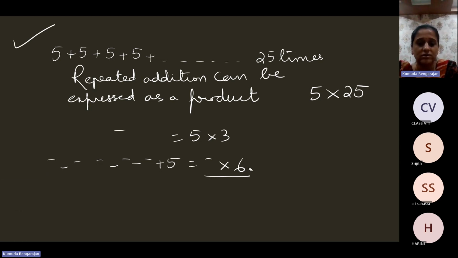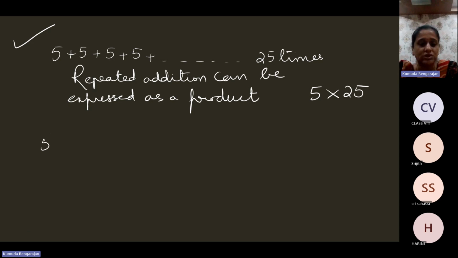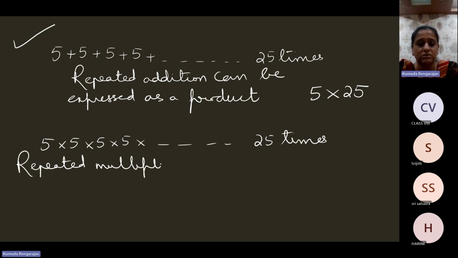Now, if it is repeated multiplication, then it's expressed in the exponential form. Repeated multiplication, like 5 into 5 into 5 into 5, so like this it goes on 25 times. Now, this is repeated multiplication. Repeated multiplication can be expressed in the exponential form.